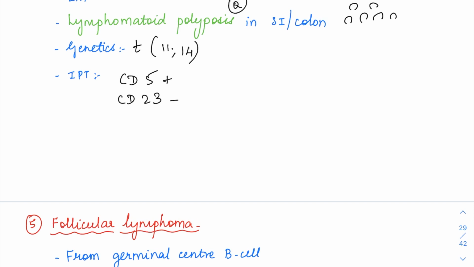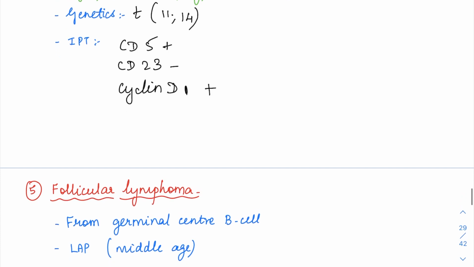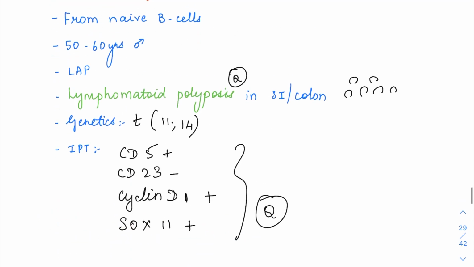So CD5 positive, CD23 negative. Both were positive in SLL, while only CD5 is going to be positive in mantle cell lymphoma. And apart from this, you can also have cyclin D1 positivity. And even in cases which are going to be cyclin D1 negative, sometimes you can have SOX11 positivity. So cyclin D1, SOX11, CD5 positivity along with CD23 negativity is the classical immunophenotype for a mantle cell lymphoma.